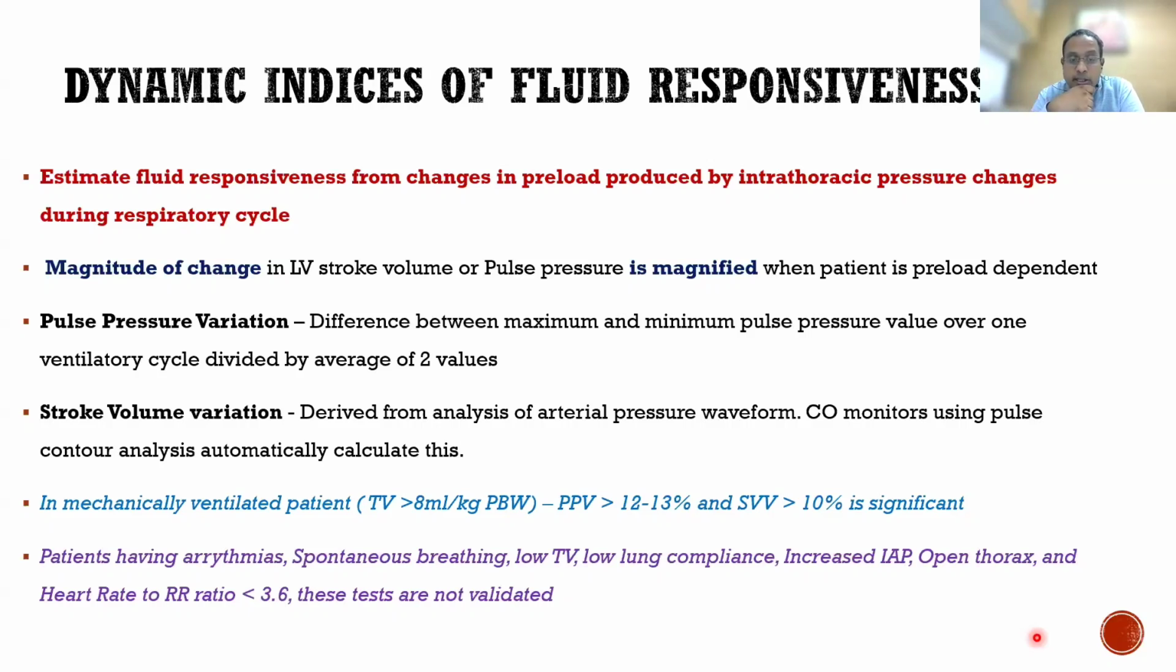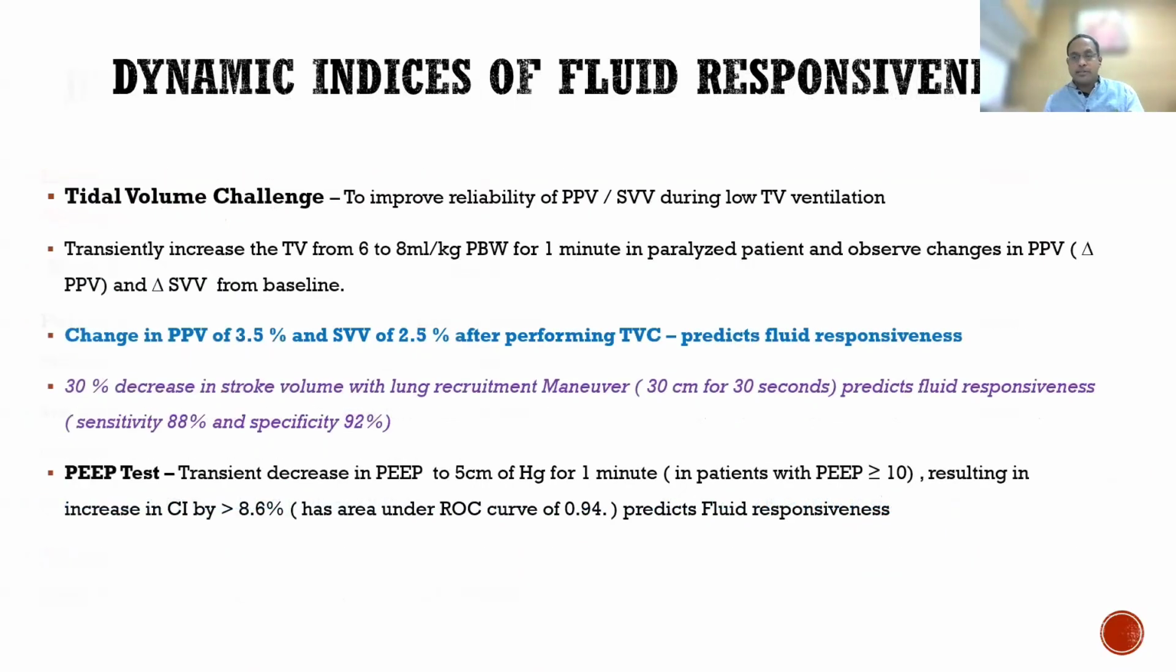In patients with arrhythmia, spontaneous breathing, low tidal volume, which is the case in most ICU patients, low lung compliance, increased intra-abdominal pressure, as we had discussed, or open thorax, and if the heart rate to respiratory rate ratio is less than 3.6, or the patient has bradycardia or an increased respiratory rate, which are commonly found in ICUs, these tests are not validated. Most of these tests were done in post-operative stable patients in operation theaters, where a tidal volume of 8 ml per kg can be given, lung compliance is normal, most patients don't have arrhythmia, and intra-abdominal pressure is normal. In those patients, probably we can use these parameters, but in medical ICU patients, it becomes very difficult to use and interpret these parameters and manage the hemodynamics of the patient based on them.